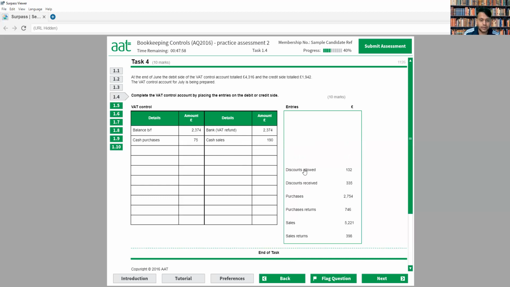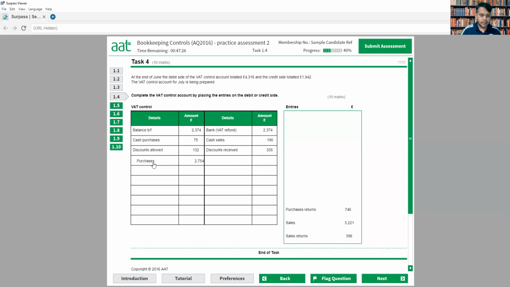Discount allowed. If you give a discount to your customer, you're not going to pay the VAT on that. So discount allowed, you can put on the debit side because it will reduce your liability. So any discount you allow to your customer, you're not going to pay VAT on the discounted amount. Discount received is on the credit side because if you receive any discount from your supplier, you have to pay VAT on that. So it's not like you receive the discount and you're going to claim that VAT. You cannot. So any discount you receive from your supplier, you cannot claim VAT on that amount.